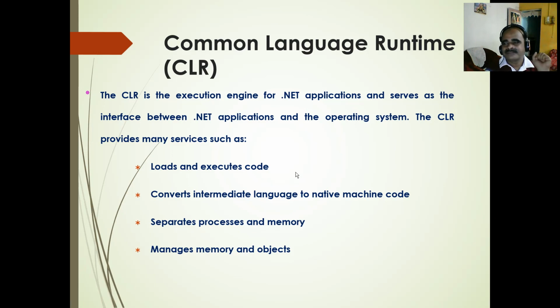So the CLR will coordinate and communicate with our .NET application programs, interface between them and the operating system, mainly Windows, and give the services to our program. Whatever services are required, it will give us. That's why the CLR is the execution engine. So which services are required by our program?